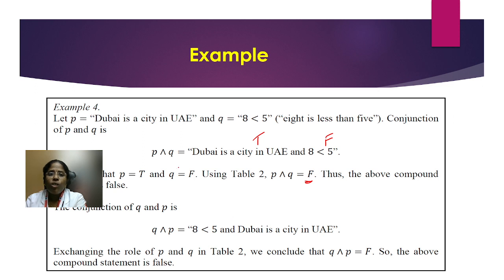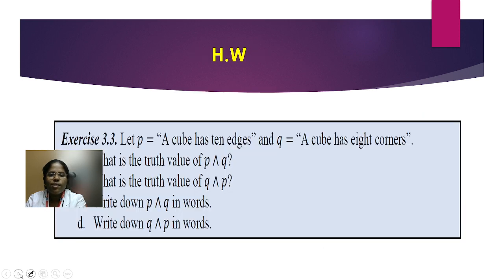Conjunction of P and Q is the same as Q and P. Here, if you take Q and P, 8 less than 5 is false, this is true. Even though you are interchanging the P and Q positions, you will get the result as false. So the above compound statement is false. It will not affect the AND statement.